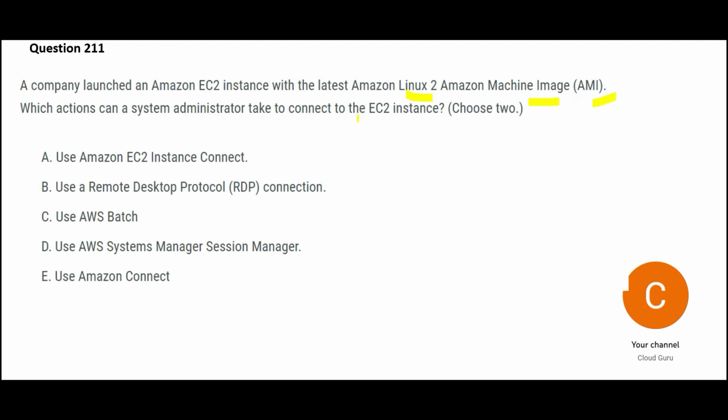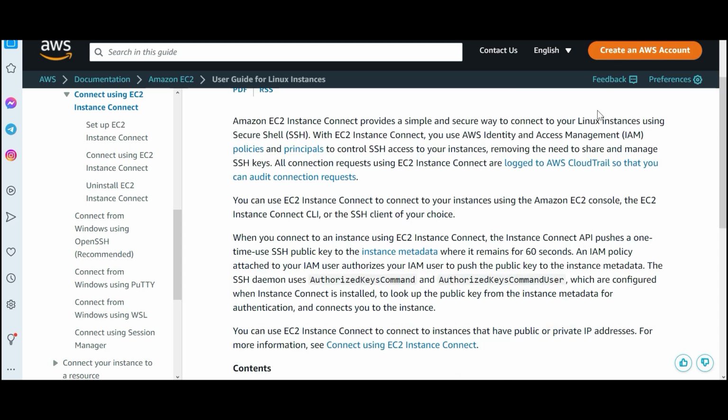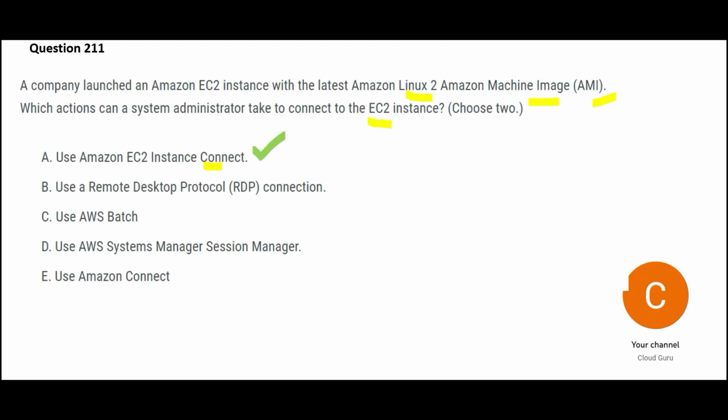Now, you want to connect to those EC2 instances. How can you connect? The first one says to use Instance Connect. You see this documentation. Using this, it is possible to connect, and you can connect to your Linux instances using SSH. So we found our first answer.